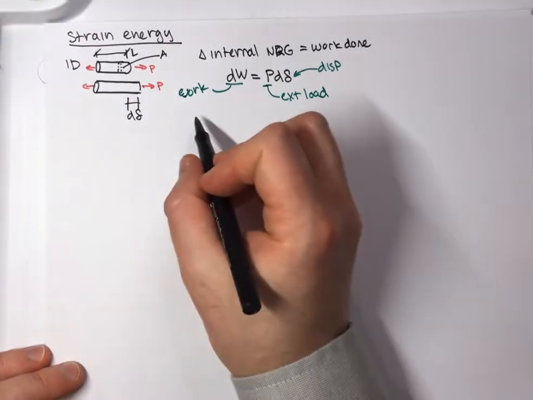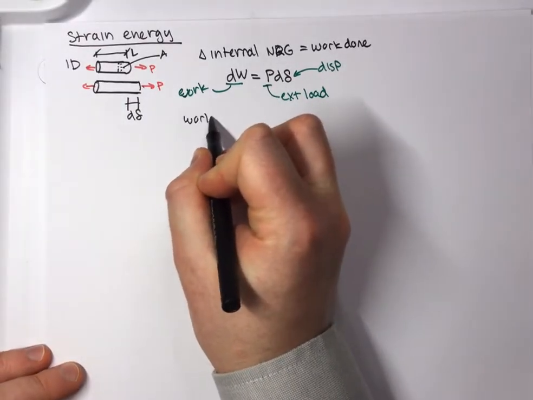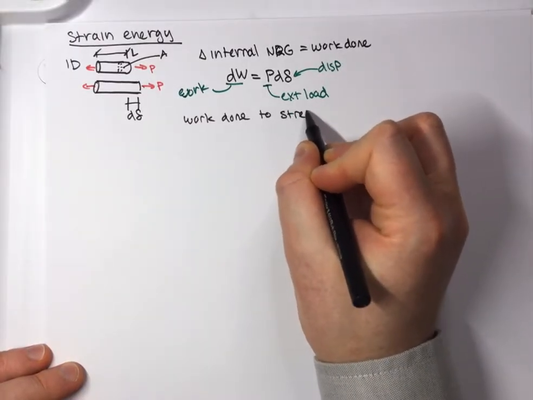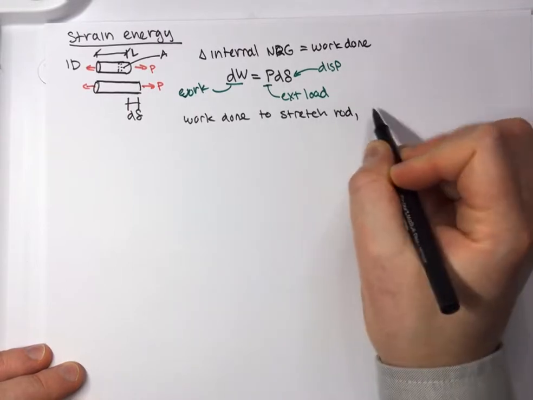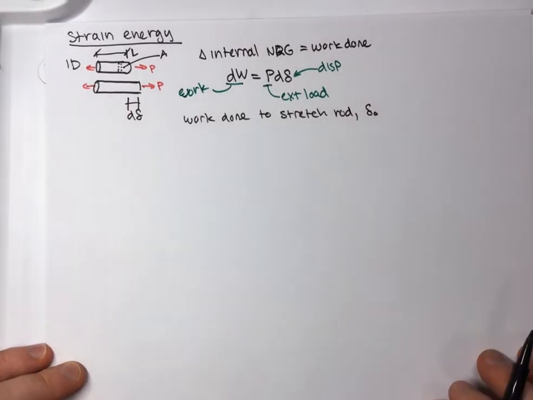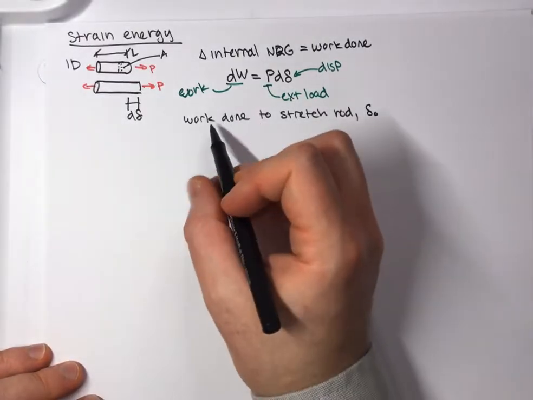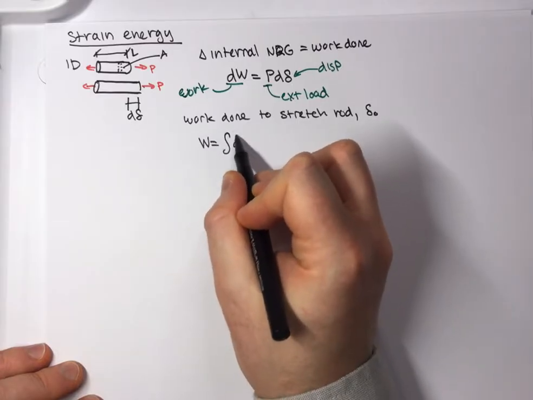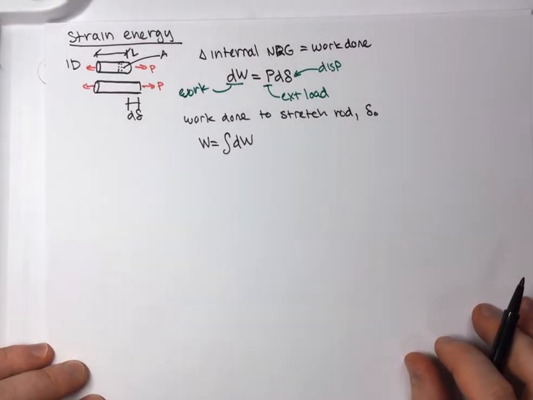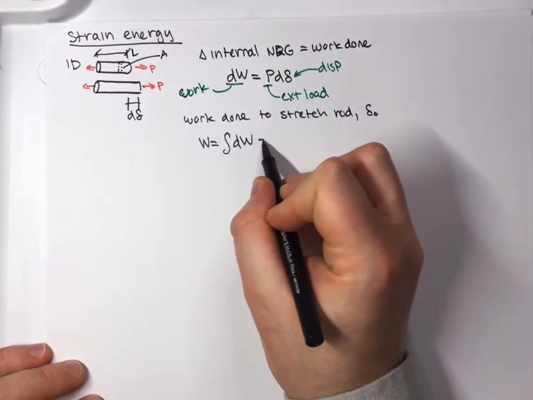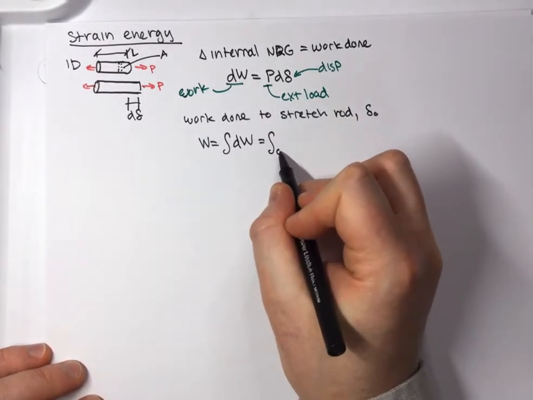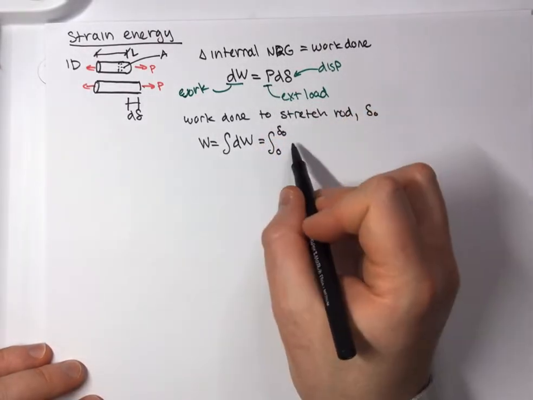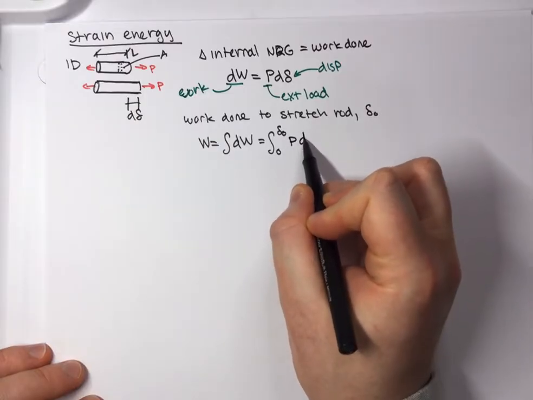And what we really want to know is what is the work that's done to stretch the rod some amount, which we'll call delta naught. Okay, well, we want to know the total work. So what does that mean? Well, we need to integrate the increments of work, the dW's, and that would look like the integral from 0 to delta naught of our expression here. So that's P d delta.